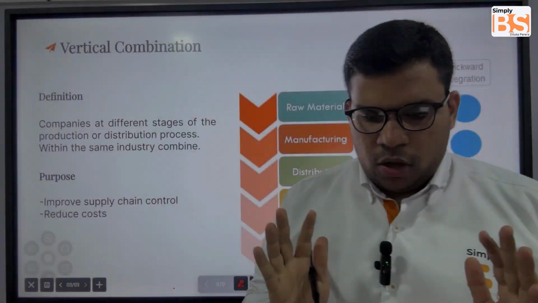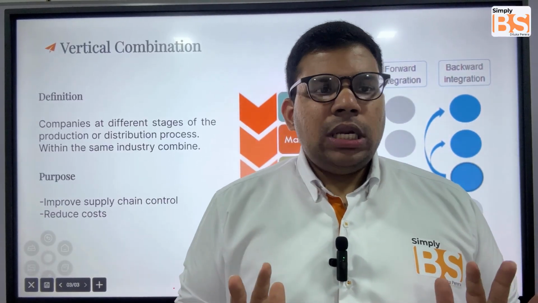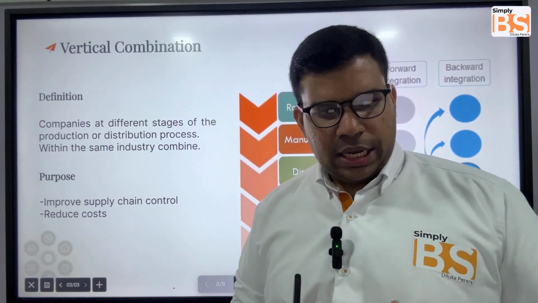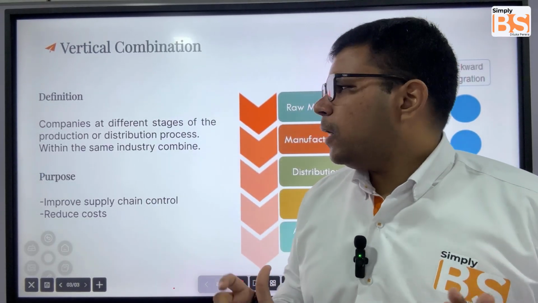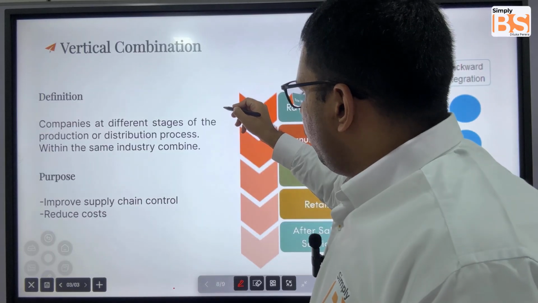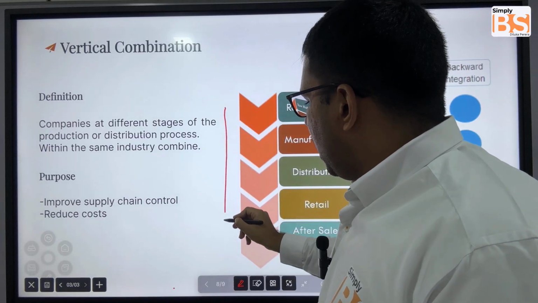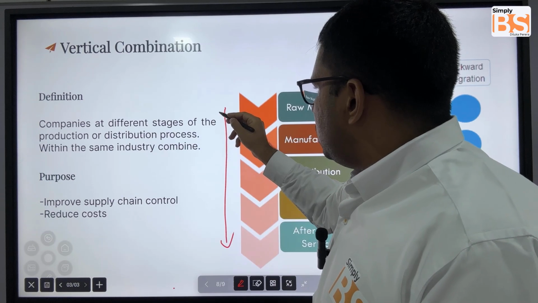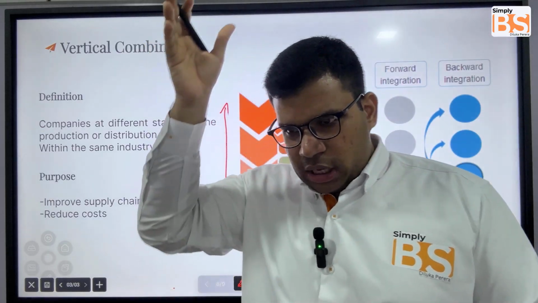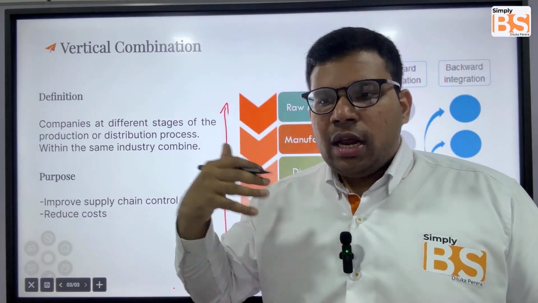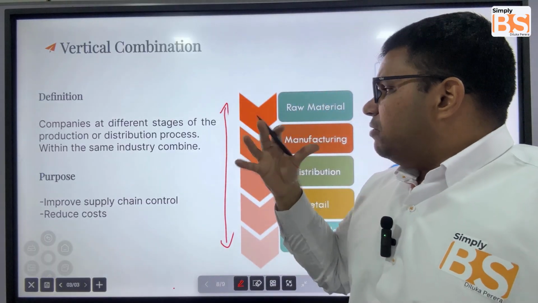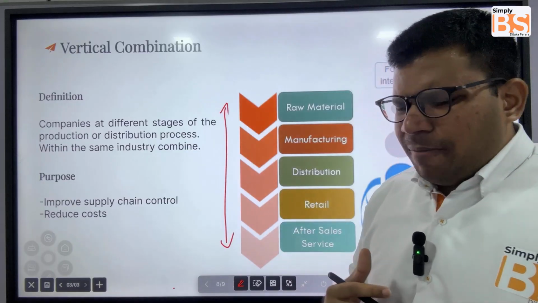Understood? Okay, now let's discuss vertical combinations. Very simple. As the word says, first you need to reconcile the direction. Vertical means this. Just focus on the direction and then try to elaborate the definition. So, what is a vertical combination?